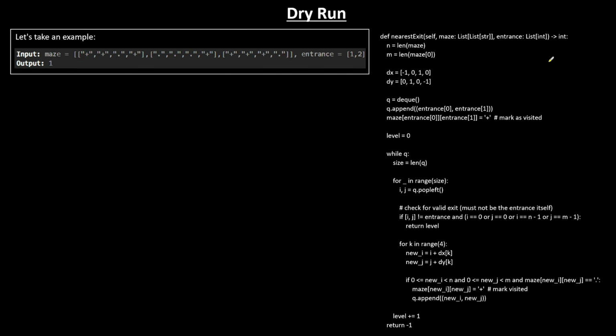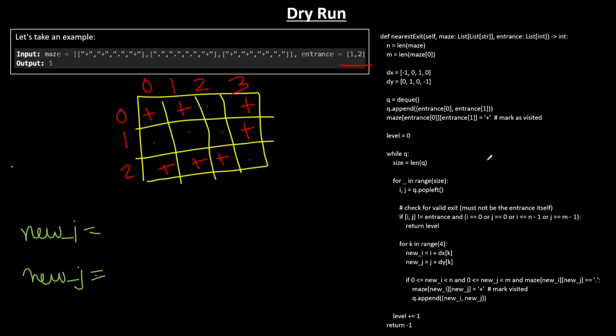Now, since we have the understanding of the code, let's look at the dry run of the example. Let me draw the grid beforehand. Okay, now let's start with the diagram here. So we have n and m already. Here n is 4 and m is 3. We have dx and dy fixed with us. Okay, we have the dq.